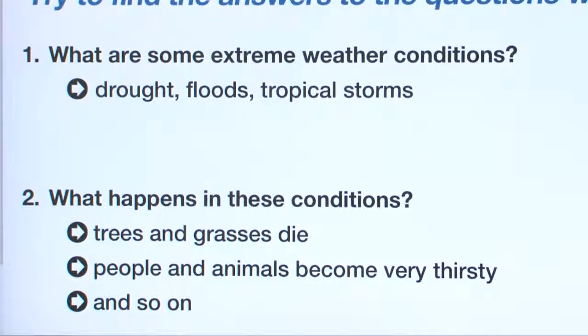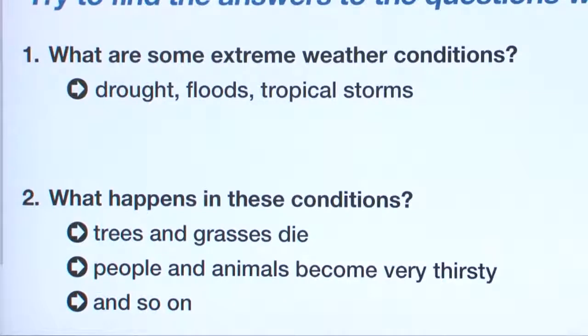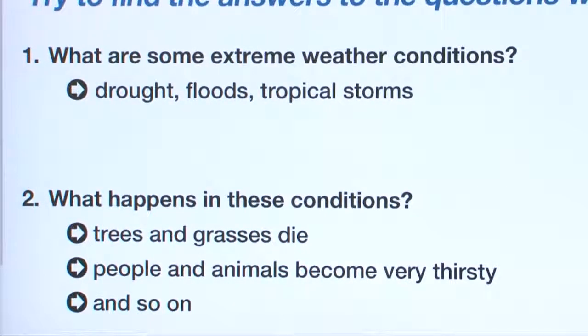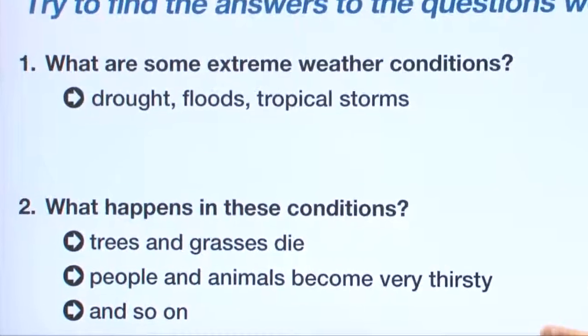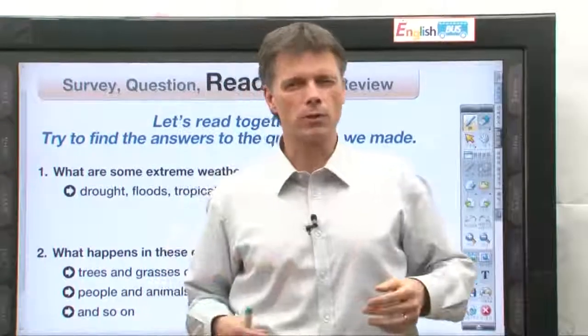Number 2, what happens in these conditions? That was my next question. Well, in the story, it said trees and grasses die, people and animals become very thirsty, and so on, meaning there's more information, but you can look at it and write it in yourself. And there was another question too that I asked, but I'm going to let you answer the other question. And I'm going to let you answer any questions you made too. I hope you made some questions as well.